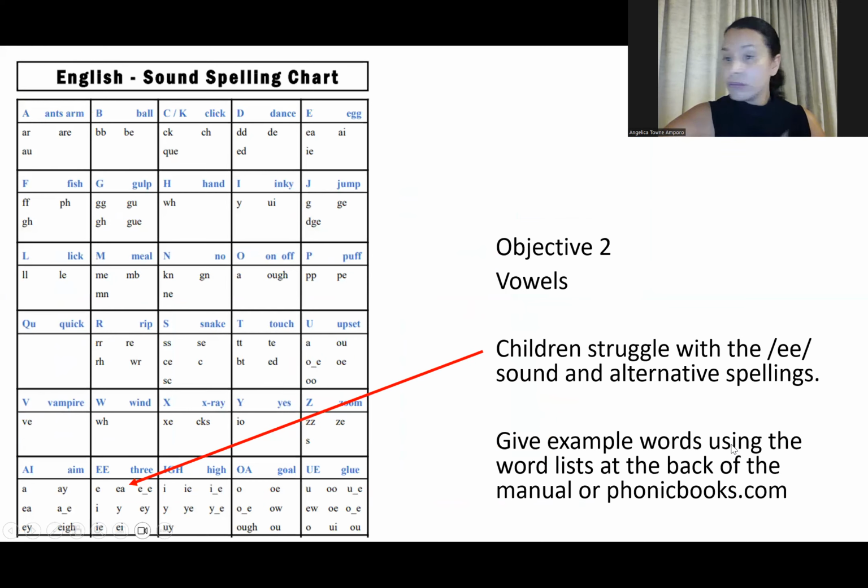So maybe for objective 2, for example, you're trying to learn those long vowels. Long vowels have the most alternative spellings. They have a lot of different ways to spell it. And let's say the children are really struggling with this E sound, right? They can't understand all these different spellings of E. There's so many different spellings.